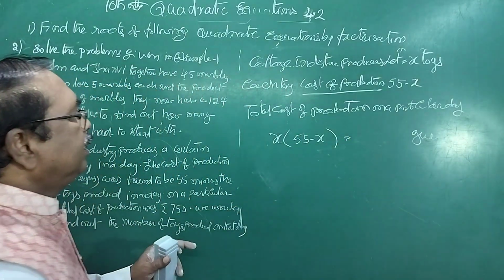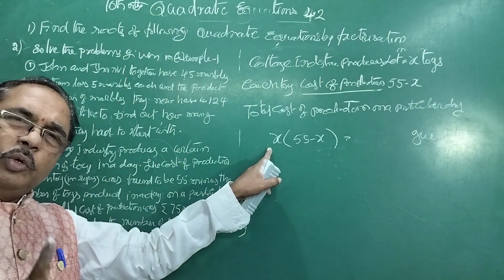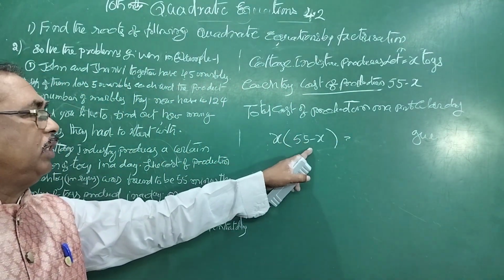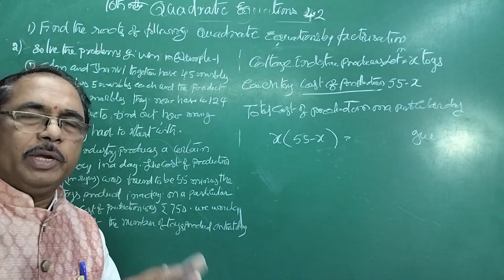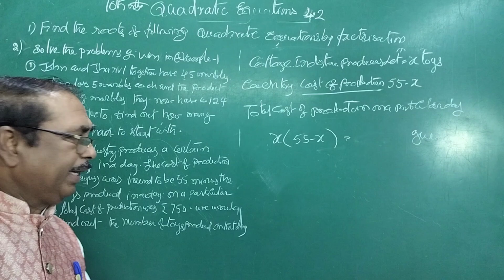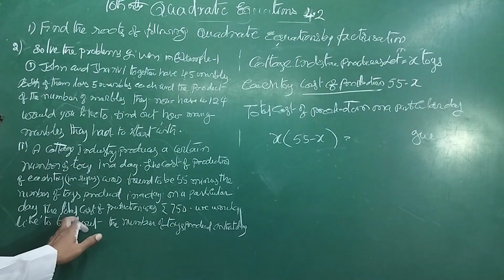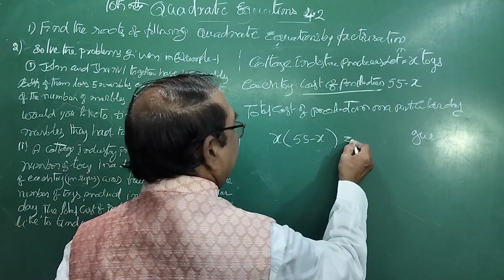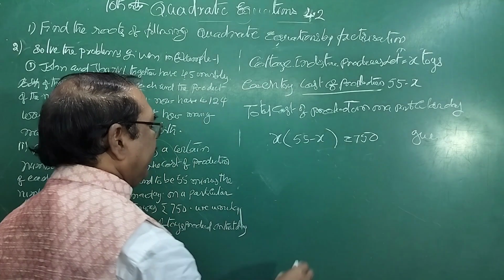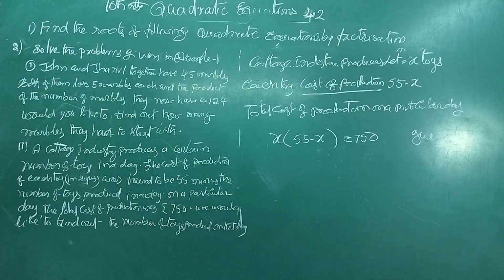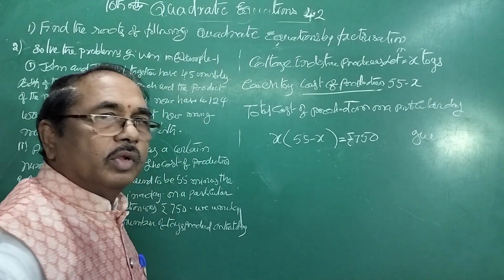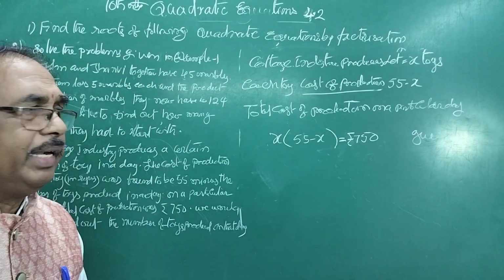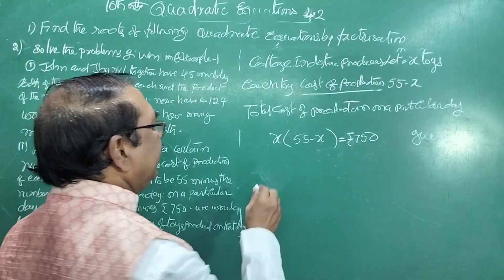X number of toys produced in a day, and each toy's cost; if we multiply, we get the total cost of production on a particular day. But what is given? That is equal to 750 rupees. Now we can get the equation, and easily solve it.